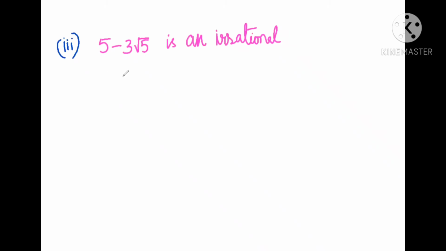Now let us prove 5 minus 3 root 5 is an irrational. Here 5 is a rational number, 3 root 5 is an irrational number. So the difference of rational and irrational is also an irrational number. So let us prove this. First of all, we have to assume that the given statement is false.